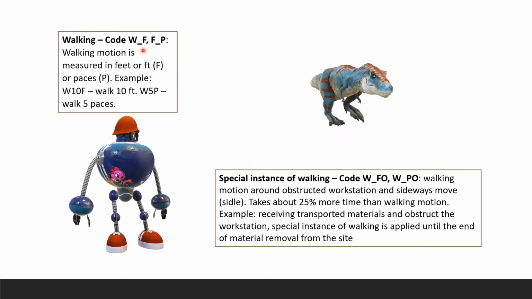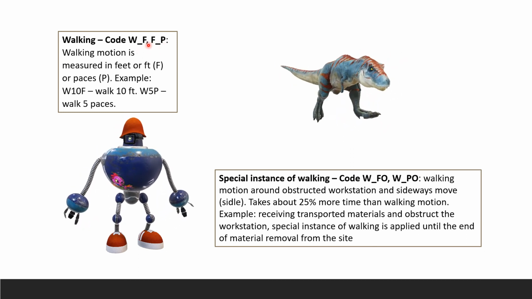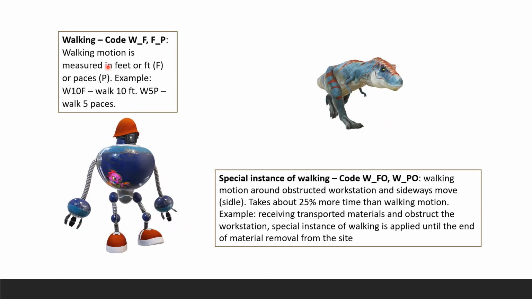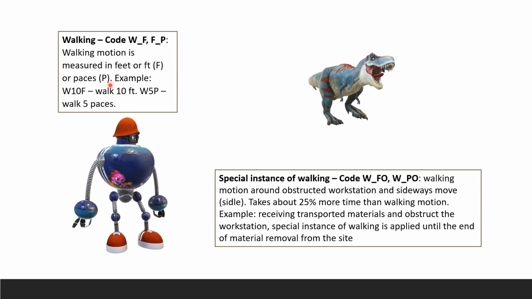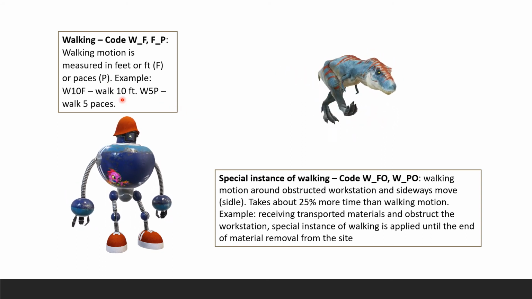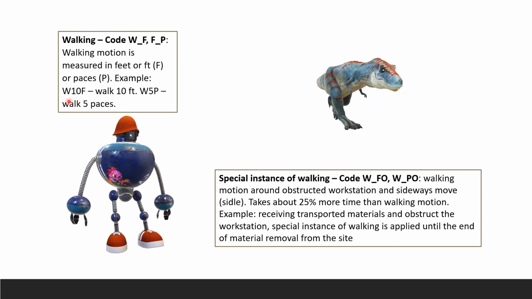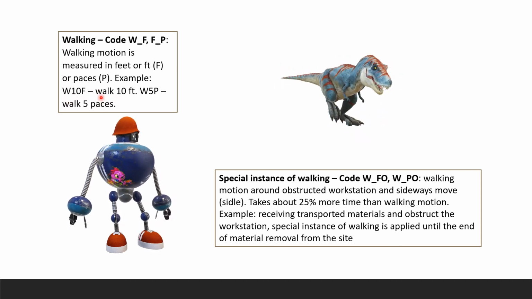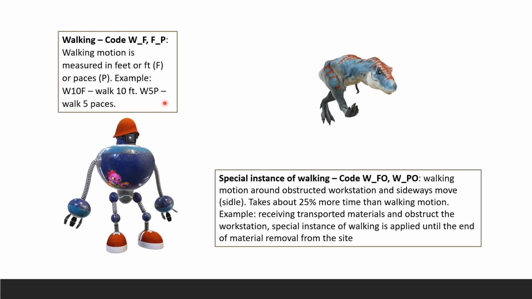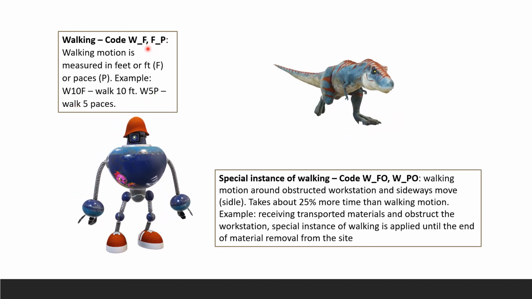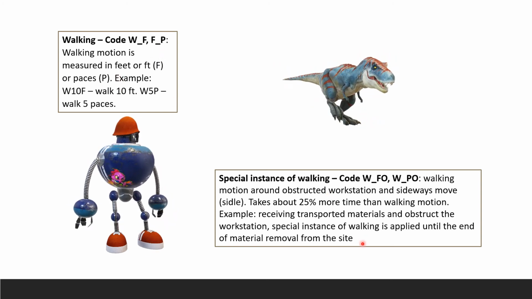Walking code W underscore F and then W underscore P. So those are your walking codes. We measure by using feet or paces. For example, if I write W10F, you're gonna walk 10 feet. W5P, you're gonna walk 5 paces. Okay. That's your feet and that is your paces.